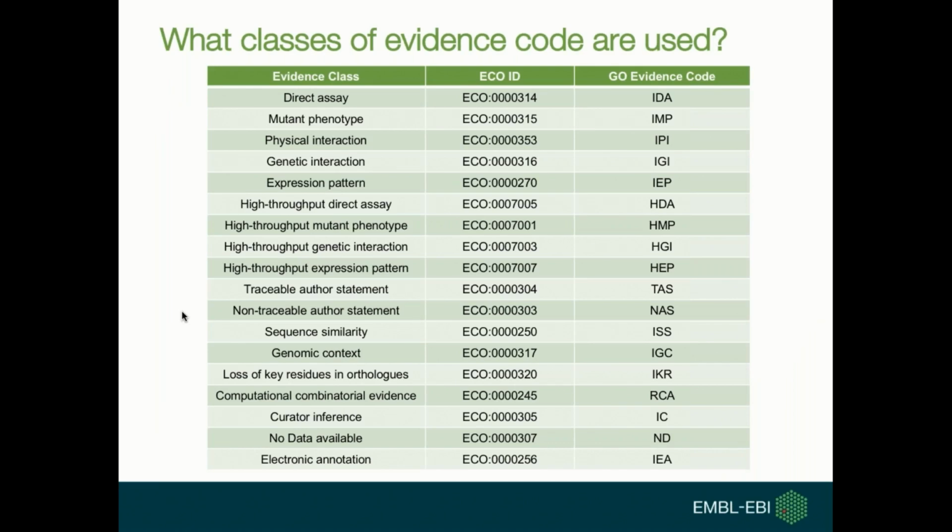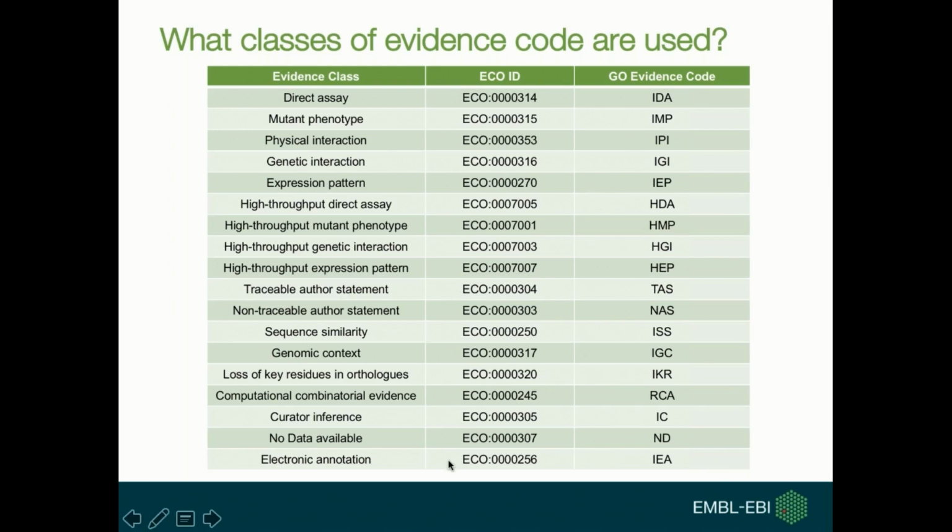So what classes of evidence code are used? I said we use ECO, but this is a recent development. In the past we used GO evidence codes, such as direct assay, mutant phenotype, physical interaction, genetic interaction, expression. There are high throughput variants of those. We have traceable author statements, non-traceable author statements, so statements in papers that don't have a reference. There's sequence similarity, genomic context. There's a whole list we can go through, but what I provided here is the ECO IDs.